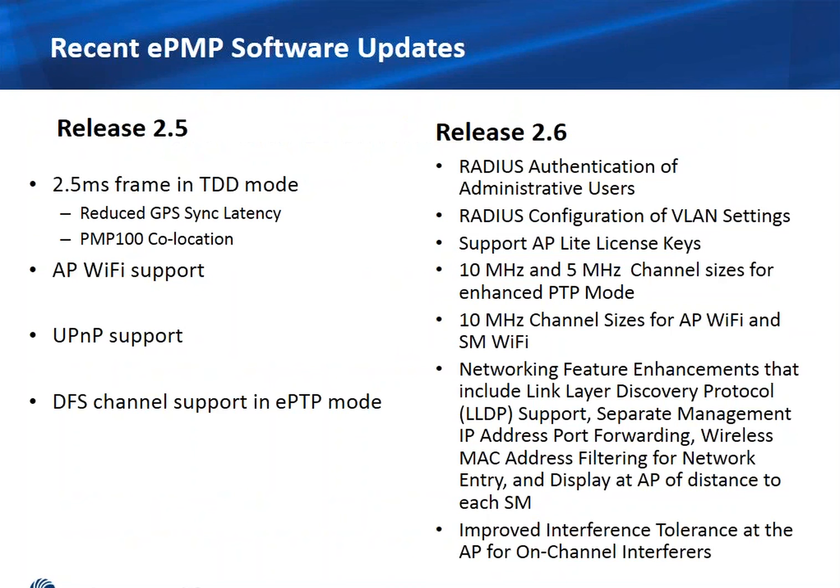So that was the recent hardware introductions. Let's talk about some of the key capabilities we've introduced in software over the last few months. Back in early fall, we introduced release 2.5. The key capability it introduced was the option for a 2.5 millisecond frame in TDD mode. And this allows you to do two things. One is it allows you to operate in GPS sync mode with even lower latency than we support normally with our 5 millisecond frame. And you're able to do co-location with the PMP 100, which means that the ePMP radios can now synchronize with the PMP 100.